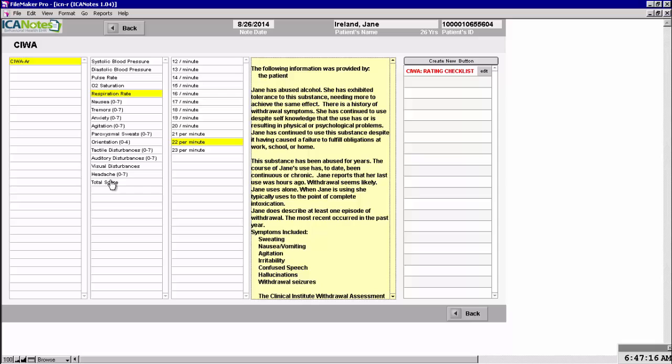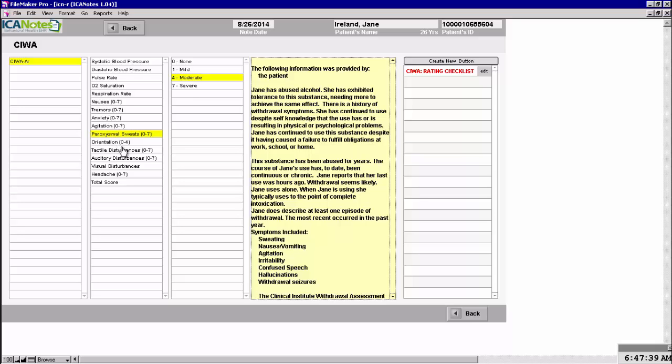And then here's the scales that you can look at. Nausea, you're rating these on a scale of 0 to 7. I'm going to say this patient has intermittent nausea. Tremors are severe. Anxiety is moderate. Agitation is this patient's constantly in motion. Paroxysmal sweats are occurring moderately, and so on and so forth.